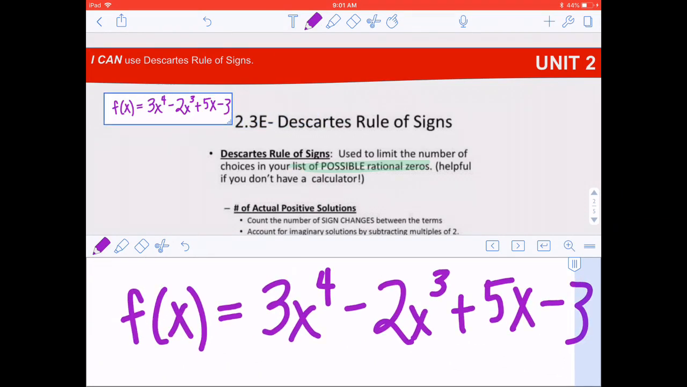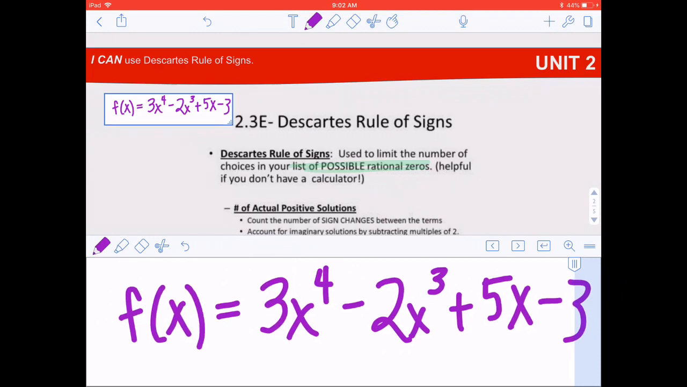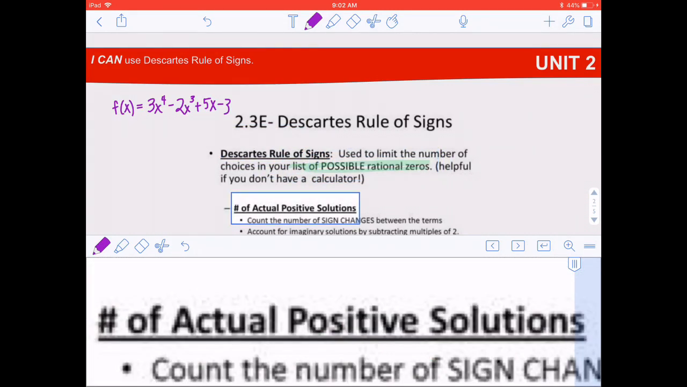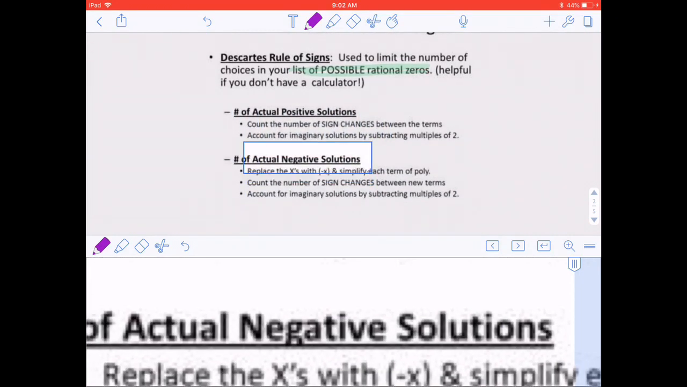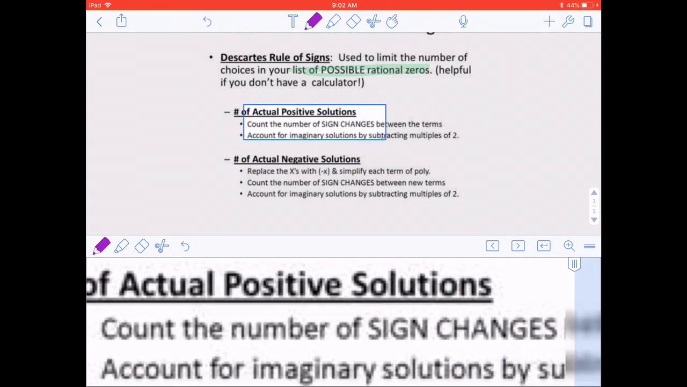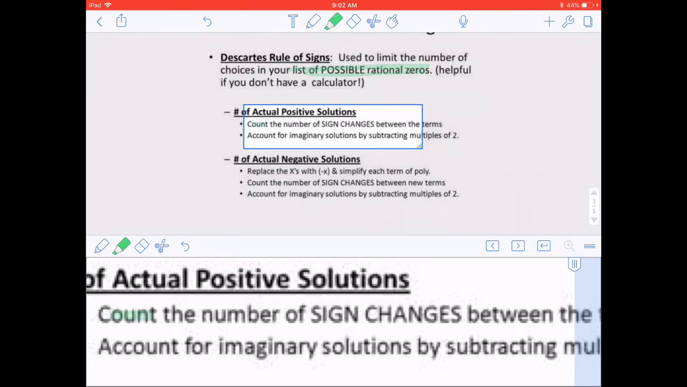We'll do that polynomial. So we have this polynomial here, and we want to start to figure out what its zeros are. And so instead of actually starting to factor this, before we can even try and factor this, we want to start to decide what are some of our possible zeros. So this rule of signs is going to help us decide how many positive solutions we'll have and how many negative solutions we'll have. So in order to check our positive solutions, all we have to do is count the number of sign changes that we see between each of the terms.